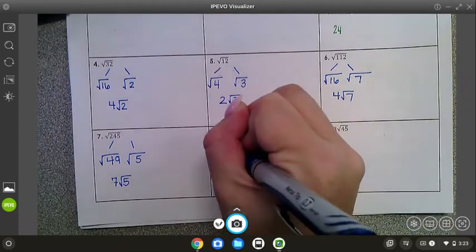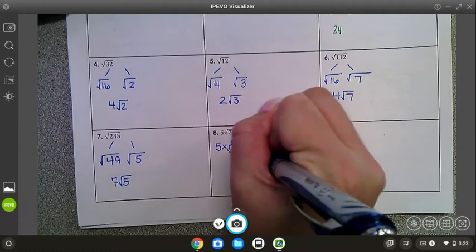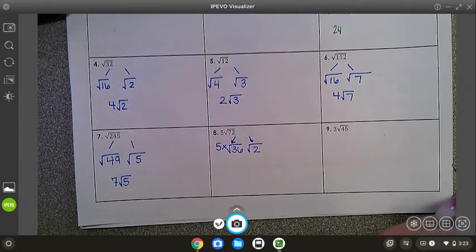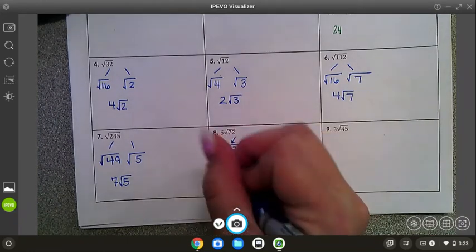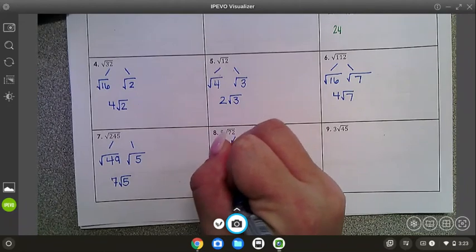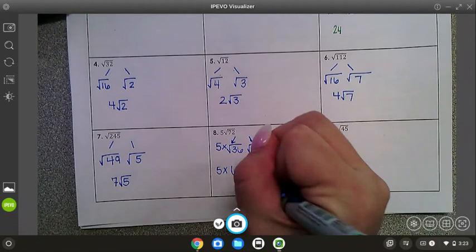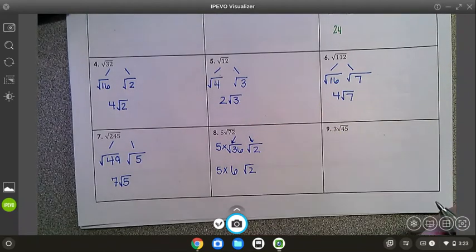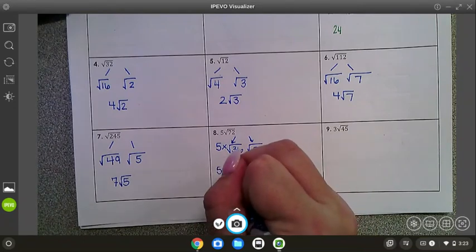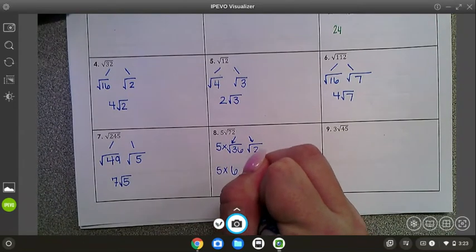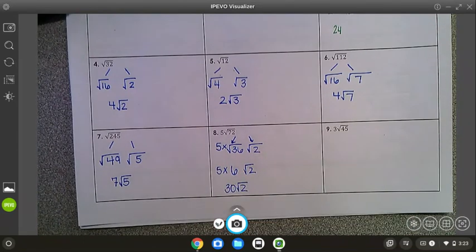You should get 36. 36 times 2. And so this would be 5 times 6, because the square root of 36 is 6. And then we have the square root of 2. You only multiply the outside numbers to get 30 square root of 2. You do not do 5 times 2.